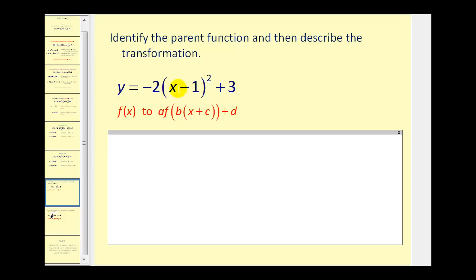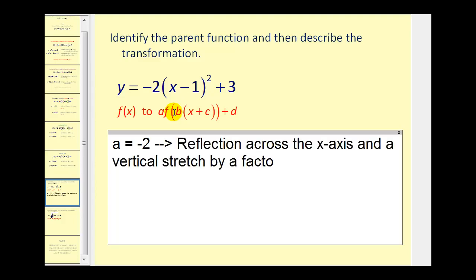Next, by looking at the form of the given function, we should be able to recognize that a is equal to negative 2. Since a is negative, this would be a reflection across the x-axis, and there would also be a vertical stretch by a factor of 2. Next, b is equal to 1, so there's no effect on the graph.